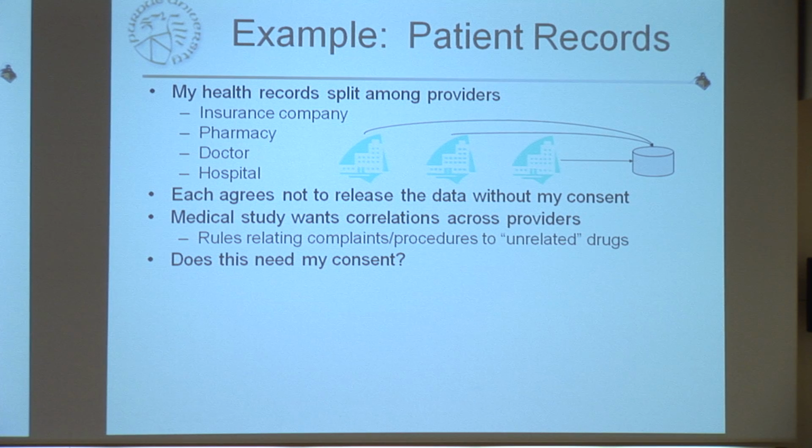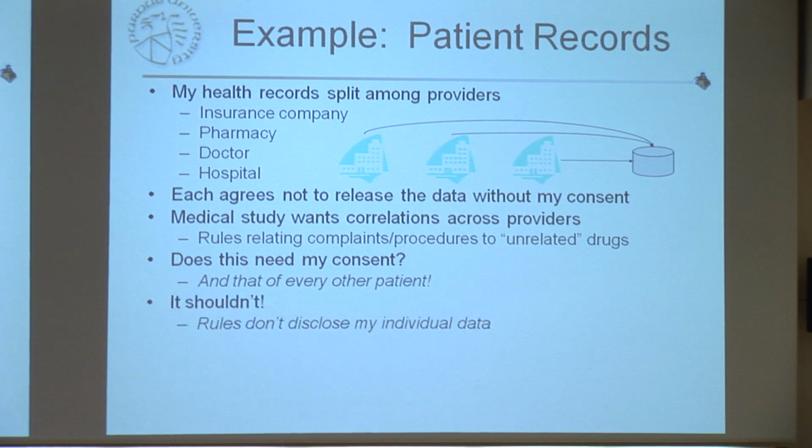So how do we get around this? Well, one way is, typically each of these have agreed not to release the data. Well, the FDA can get around that because they're the government, but a pharmaceutical company trying to do a study is going to have to get every individual's consent. That's not plausible. But the rules I'm trying to learn, the models I'm trying to build, don't tell anything about individuals. So why don't I just learn the models directly?